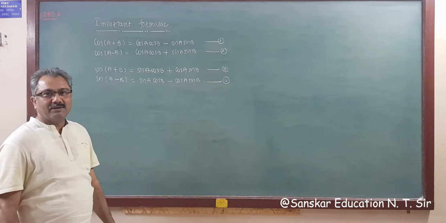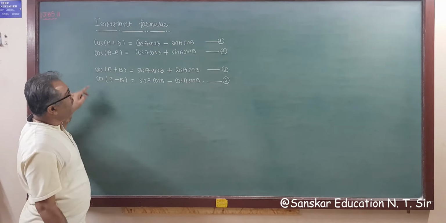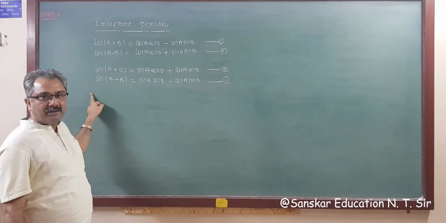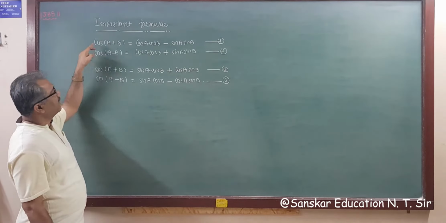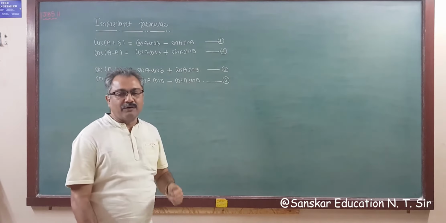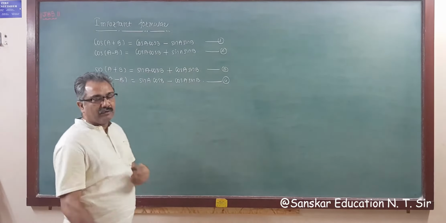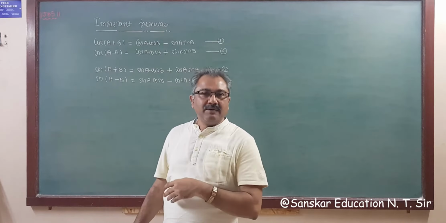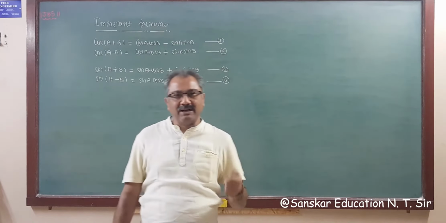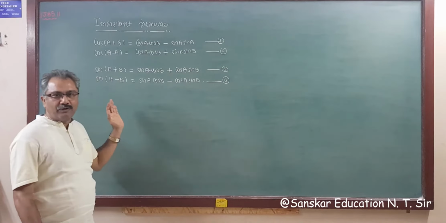In this lecture, we are going to learn four important formulas. The first one is cos(A+B), whose formula is cos A cos B minus sin A sin B. From now onwards, we have to learn the addition and factor formulas. These are the first four formulas.